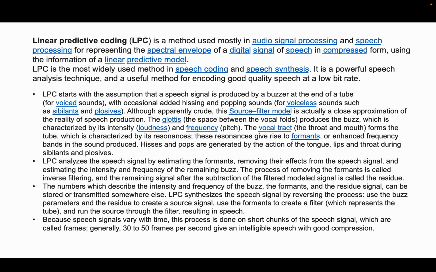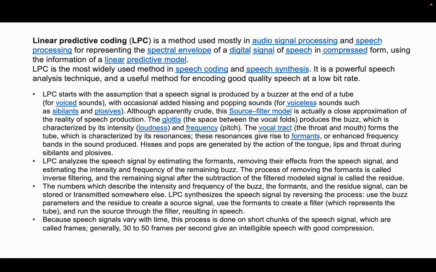What linear predictive coding does is it synthesizes the speech signal by reversing the process. Use the buzz parameters and the residue to create a source signal, and use the formants to create a filter, and then run the source through the filter, resulting in speech. So in other words, this is how you would do speech synthesis. Easier to do because basically you've retained all of the information, you just separated it out into its different parts. So easier to do than to try and do a reverse process on your cepstral coefficients.